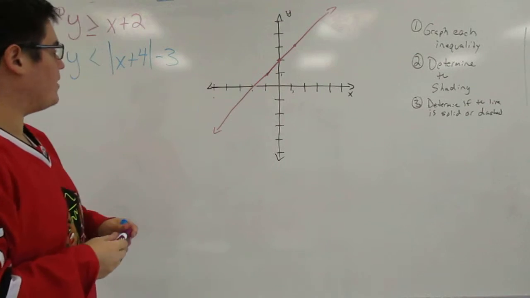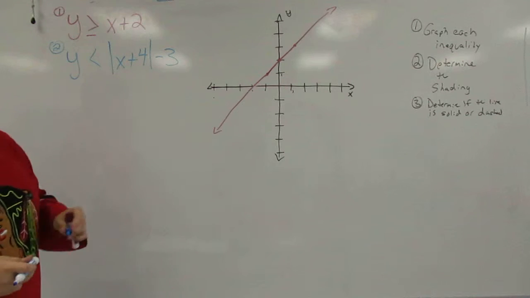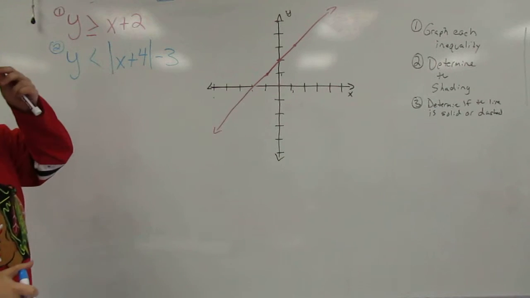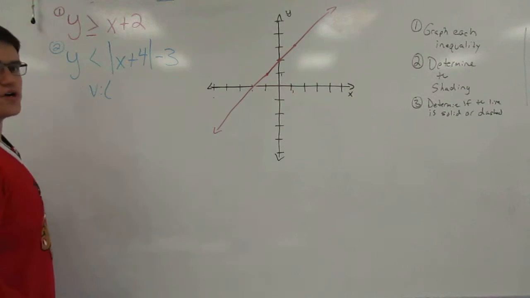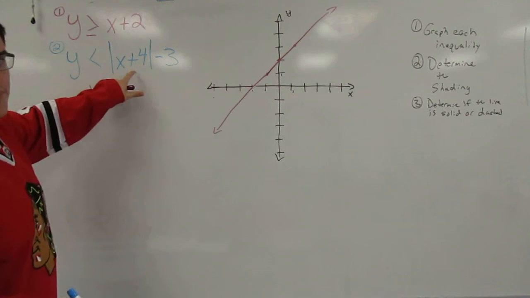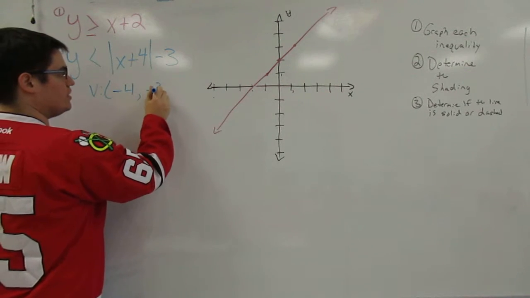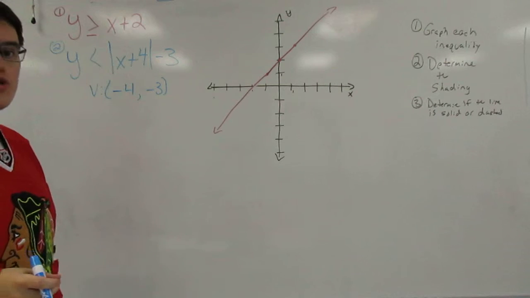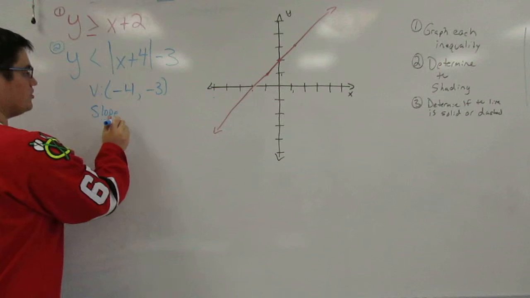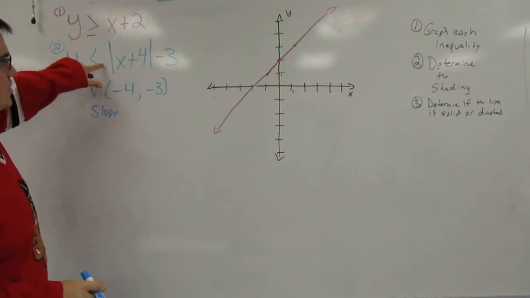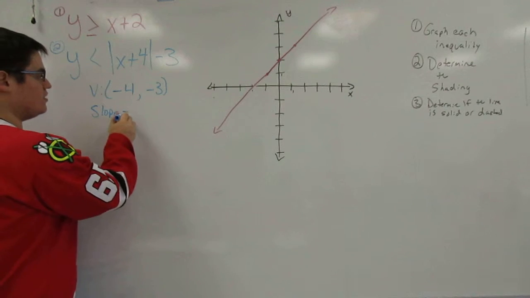Okay, now my second graph, second inequality here, is an absolute value inequality. Well, with my absolute value inequalities, I need to find my vertex. Remember, it's opposite what we think here, so it's -4 and then -3. So it's going to be my lowest point. And then we see our slope. We look at the number that's kind of in front of x here, out front of our absolute value, and we see here that's just going to be a 1.